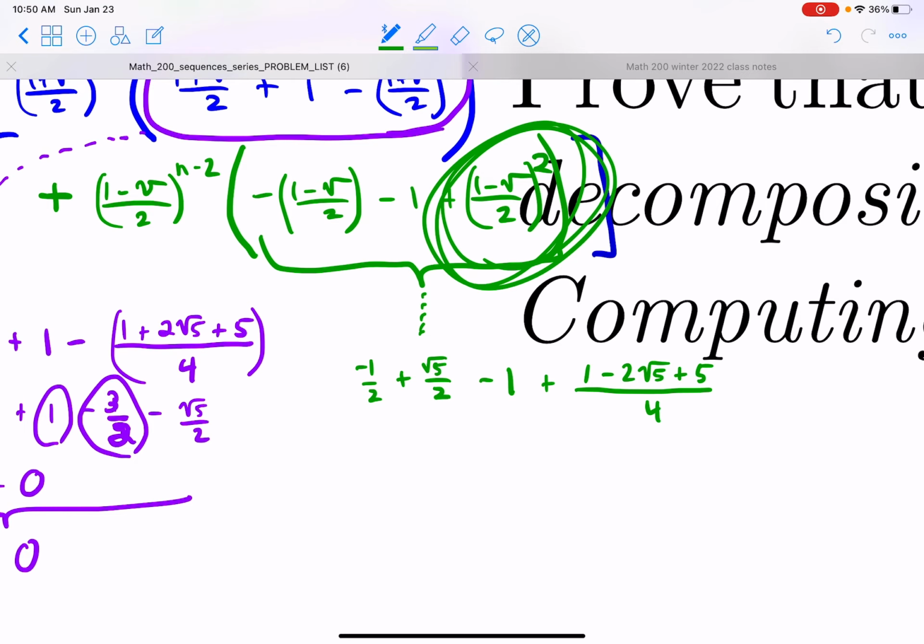Okay. Now, what do I have here? So the 1 plus 5 brings a 6 again, which means I have a 3/2 and a minus root 5 over 2. That's this piece. And now I look and I say, look, I have plus 3/2 minus a 1/2 minus 1. That is 0. And look, I have minus root 5 plus root 5. That is 0, and the whole thing is 0. And so therefore, I am done.